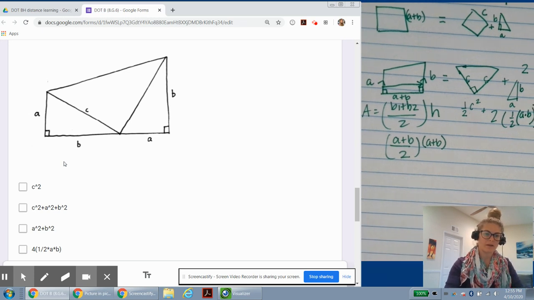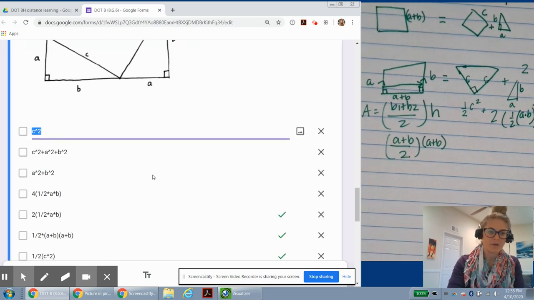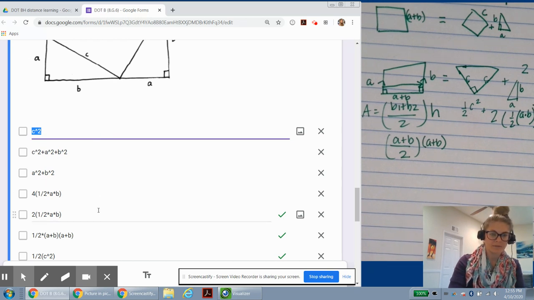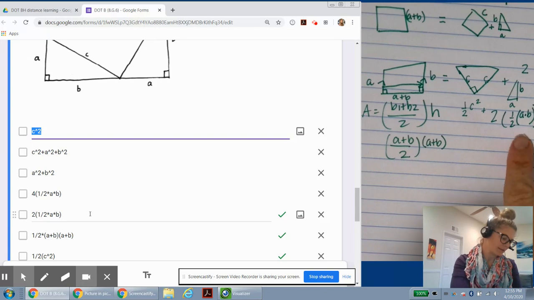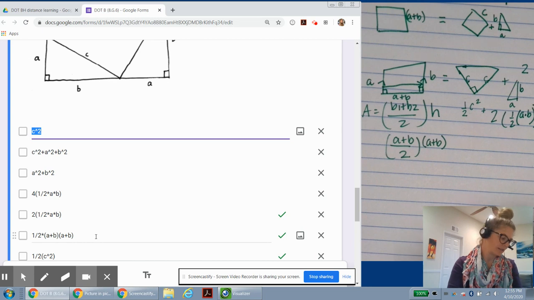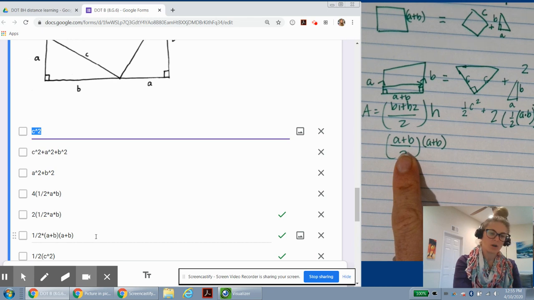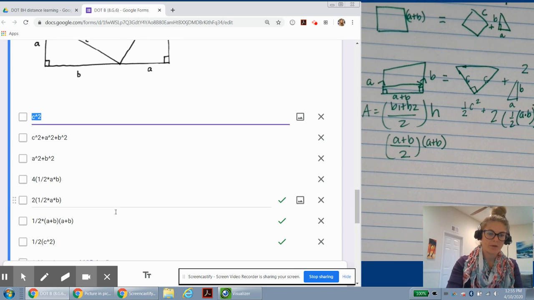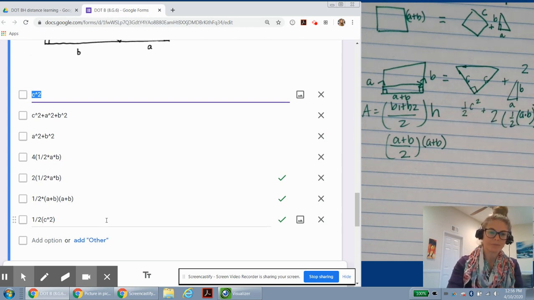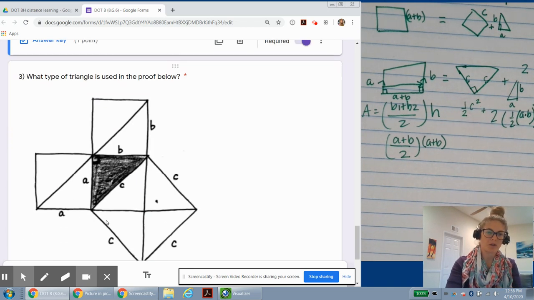So let's take a look at our options here. We are not going to just select C squared because there's no square that has side length C. We're going to come down. We're definitely going to pick 2 times 1/2 A times B because that represents our 2 small right triangles. We're going to pick 1/2 times A plus B times A plus B because that represents the area of our trapezoid. And we're also going to pick 1/2 times C squared, representing that other triangle. Cool. And let's take a look at that third one.